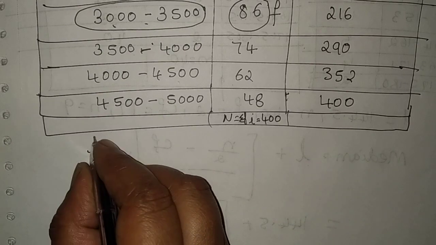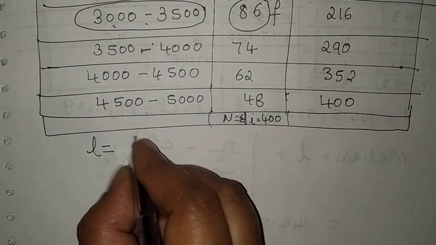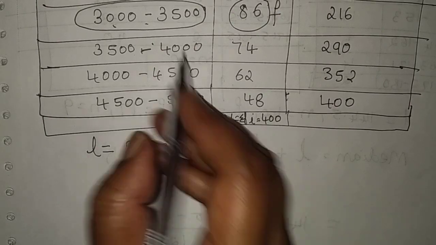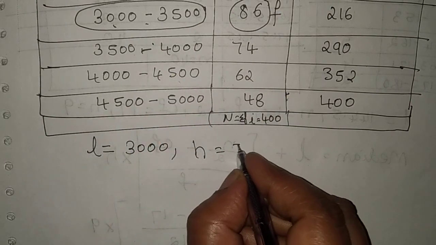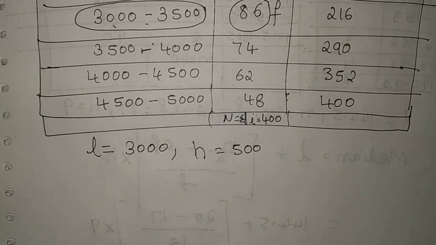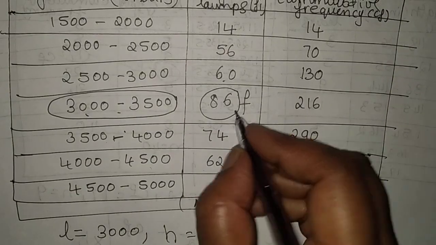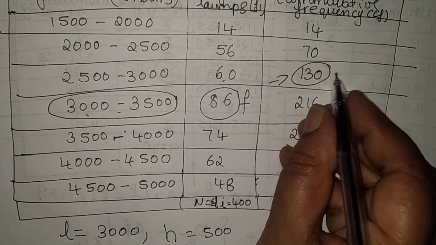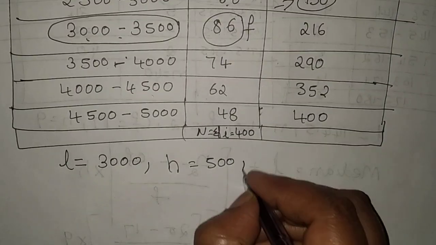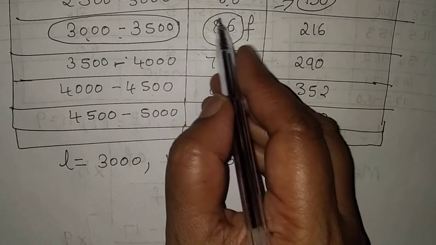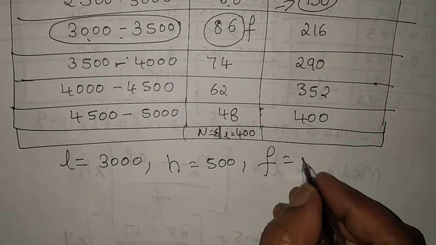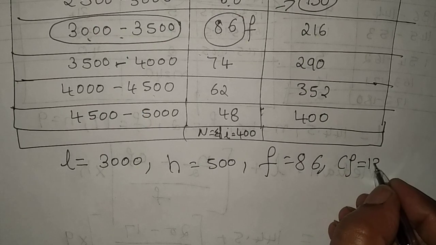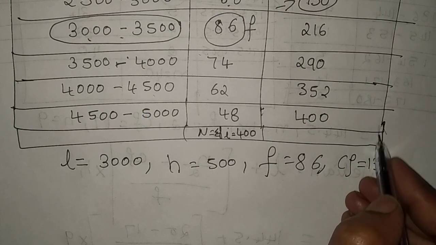Next we will start, what is L. L is 3000 here, and what is h? The difference is 500. And what is the cumulative frequency? One above the frequency, this one, that is 130. Then f write down, f is 86, CF is equal to 130 here.